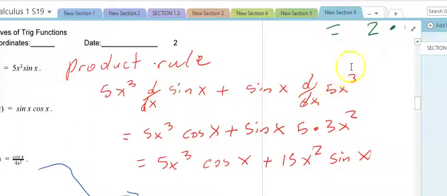And the derivative of 5x cubed, that is a power function times a constant, that's 5 times the derivative of x cubed, which is 3x squared. And then to simplify that, rearrange it. You might want to put the sine of x in front, but it's fine if you keep the sine of x to the left as well. So that's 5x cubed cosine of x plus 15x squared sine of x, and we're done.